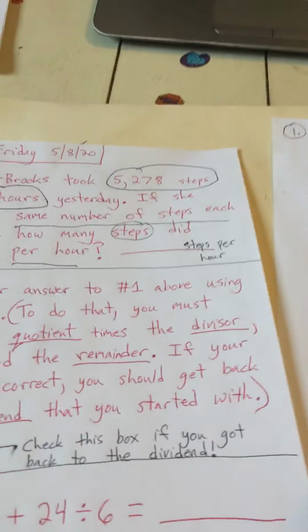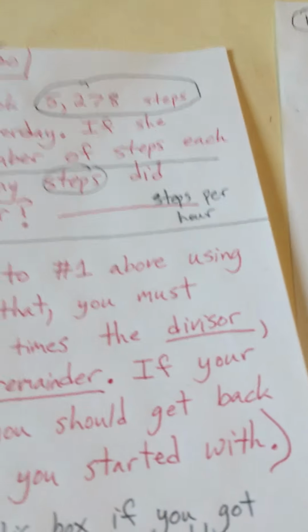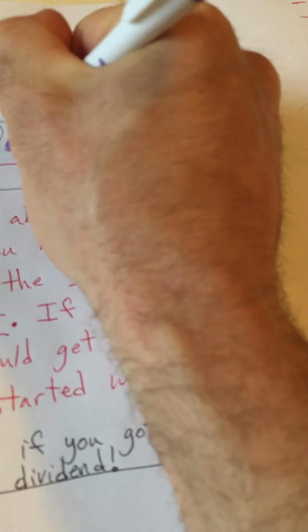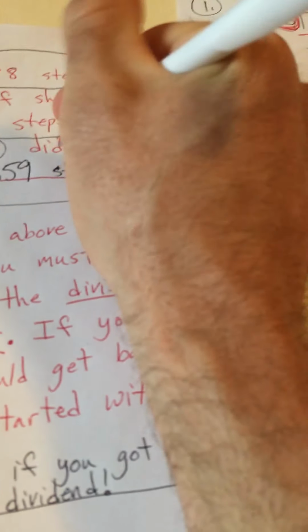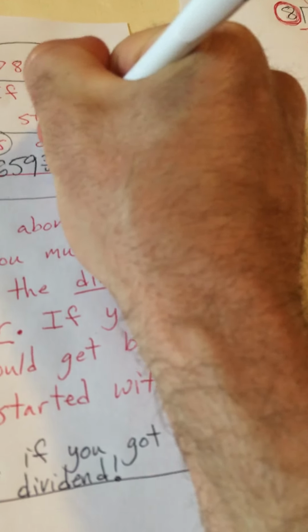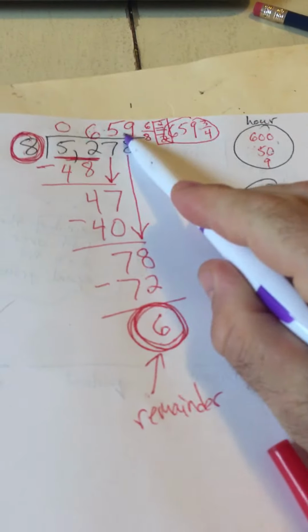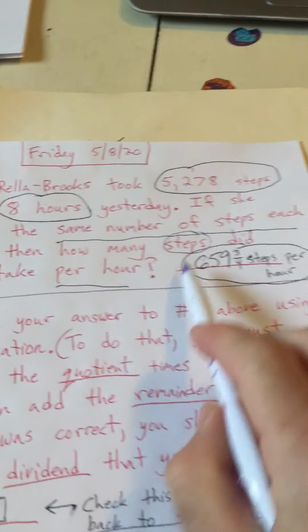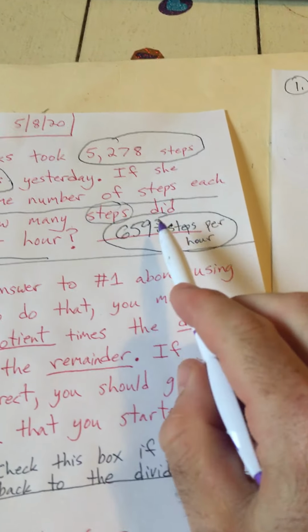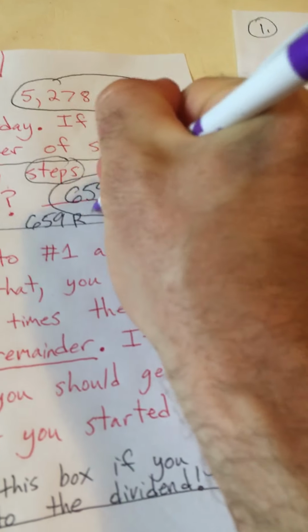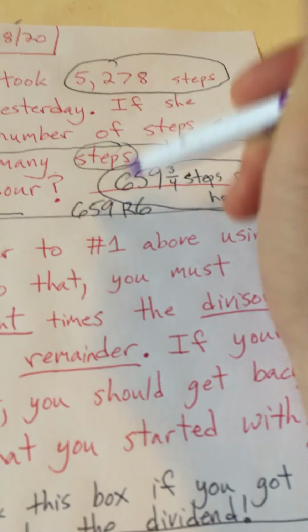Okay? So our answer here is that she took 659 and 3/4 steps per hour. If you had 659 remainder 6, this question didn't tell you to write it as a mixed number, so I'll put that answer here too. 659 remainder 6 would be an acceptable answer.